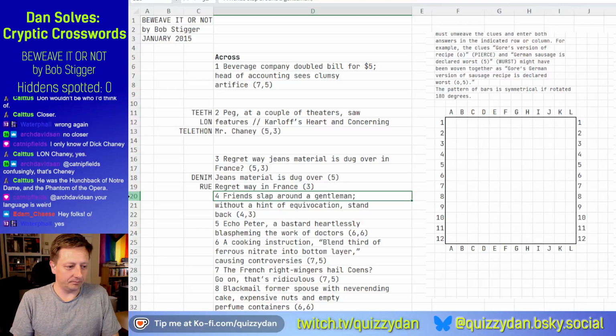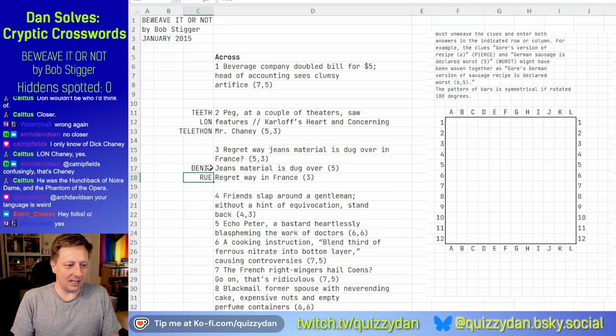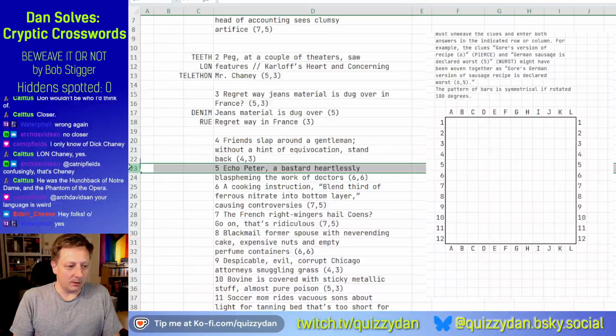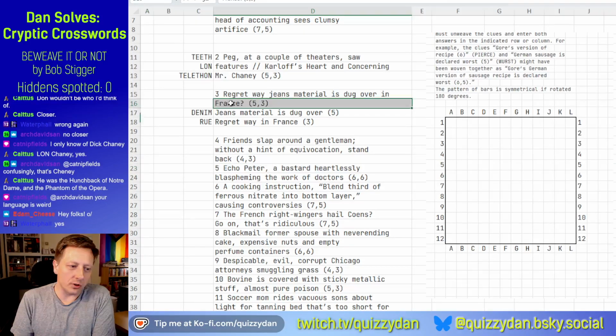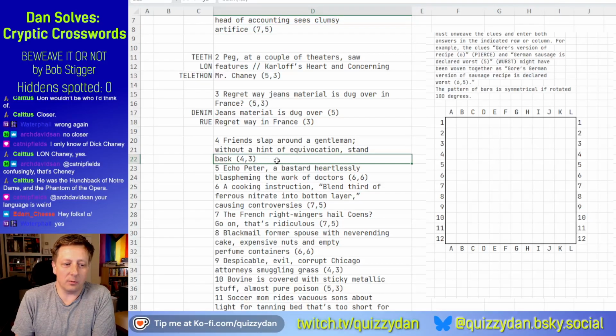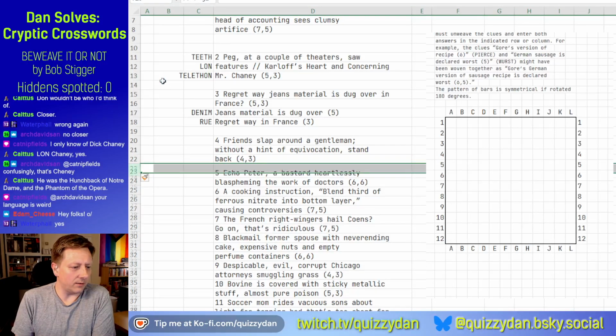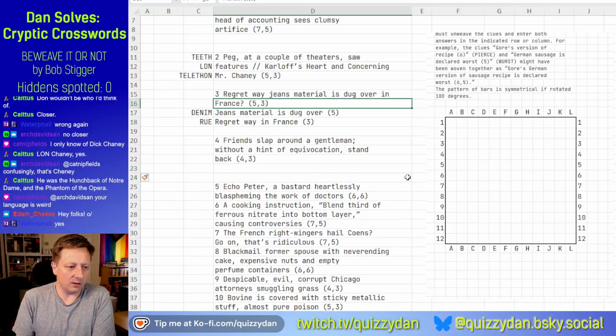4. I'm quite liking gaps at the moment, so let's put lots of gaps in. Friends slap around a gentleman without a hint of equivocation. Stand back. Now, of course, the way it's been given, 5, 3, 7, 5, we assume that it's two different things, but 4, 3 could just be look out, couldn't it? No, it couldn't actually, could it? Because we do have two. Yeah, we do always have two clues, so it is two different clues at least.